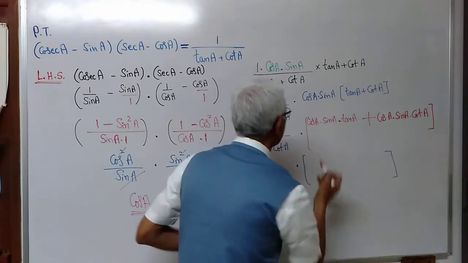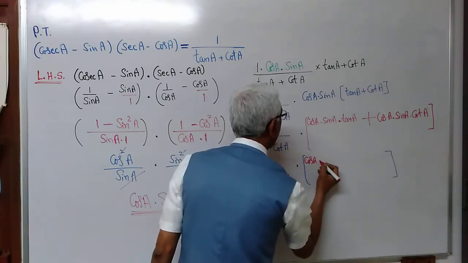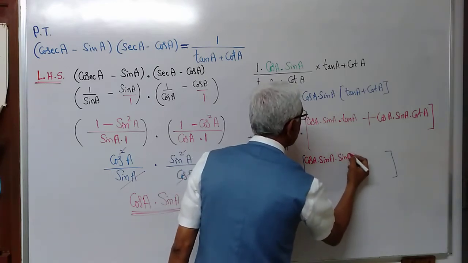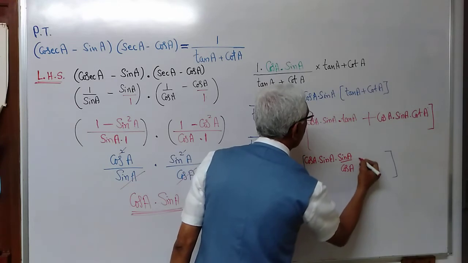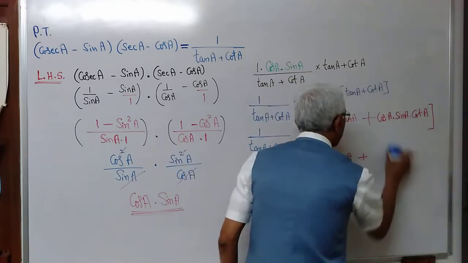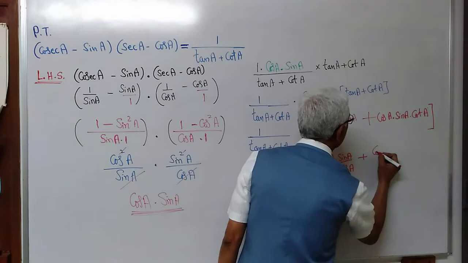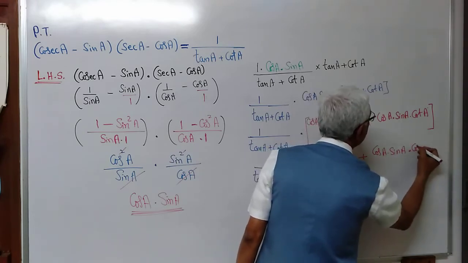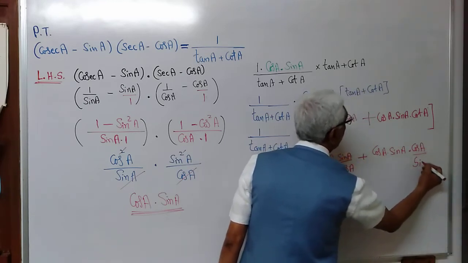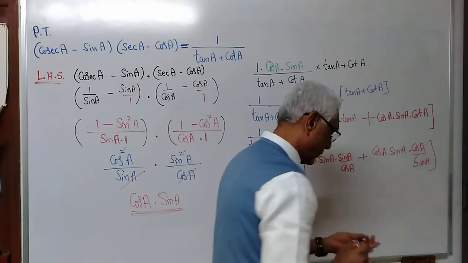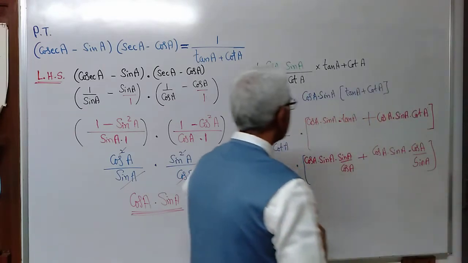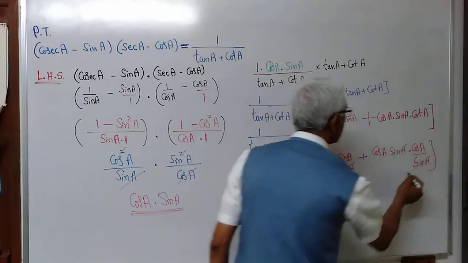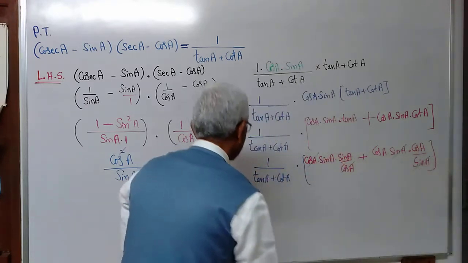Observe. Please observe. You have cos A into sin A. What is tan A? It is sin A by cos A plus, please watch, you have cos A into sin A into what is cot A? Cos A divided by sin A. Beauty. This is what I wanted. Just observe. Cos A cancels with cos A, sin A cancels with sin A.